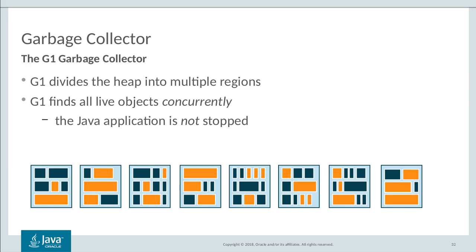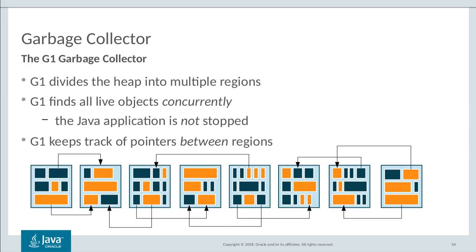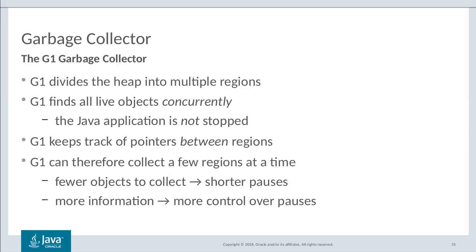So G1 will keep on finding live objects, and furthermore, G1 will also keep track of pointers between the different regions. These three properties, dividing the heap into multiple regions, finding all the live objects concurrently, and keeping track of pointers between regions, enable G1 to only have to collect a few regions at a time. That means that there are fewer objects to collect, which leads to shorter pauses, and there is also more information before a collection occurs, so G1 has more control over the pauses themselves.